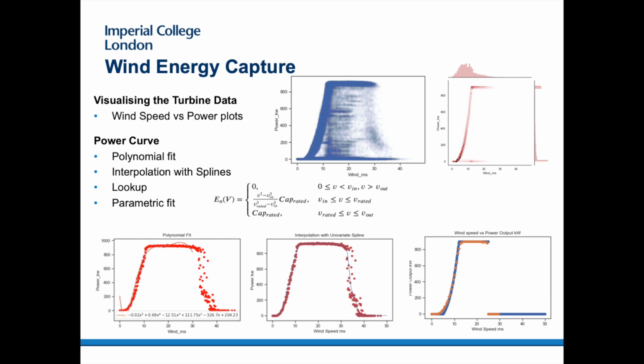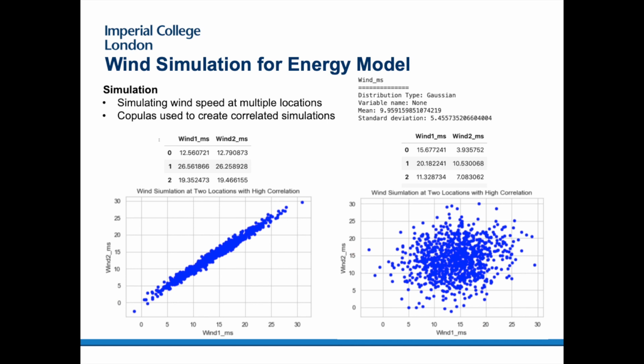Now if we move on to look at wind simulation, we have the case where we know for the one location from our data what the wind mean speed and standard deviation is. We can back that out of the data. But if we're having multiple locations, we don't have that data. So we want to be able to produce hypothetical simulations.